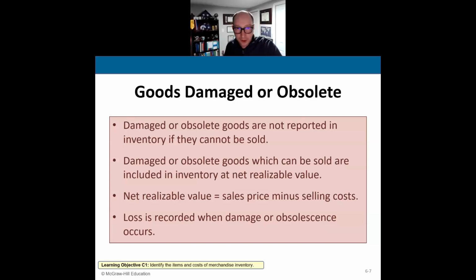So damaged or obsolete goods are goods that, if they can be sold, they'll remain in inventory at what we call their net realizable value, which means the sale price minus the selling cost. Okay, sales price minus the selling cost is the net realizable value. Sale price minus the selling cost. Net realizable value. And any loss is recorded when a damaged or obsolete item occurs.